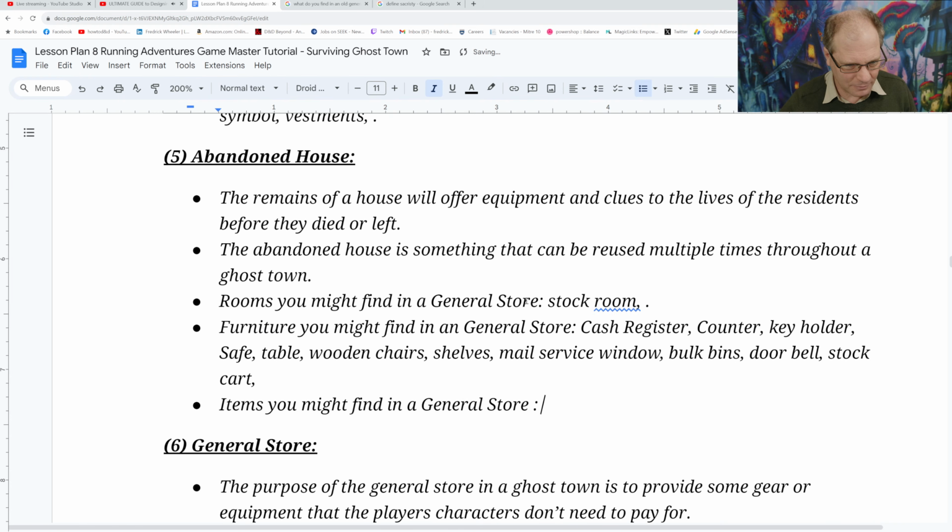We'll do that. Rooms you'll find in a house, and we're not going to have a stock room, so we can forget about that. But we would have maybe a kitchen. Possibly a lounge or living room, bathroom, bedroom.